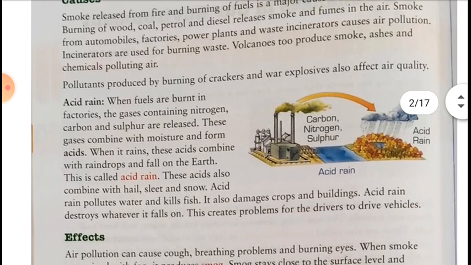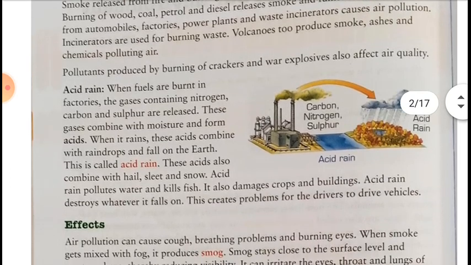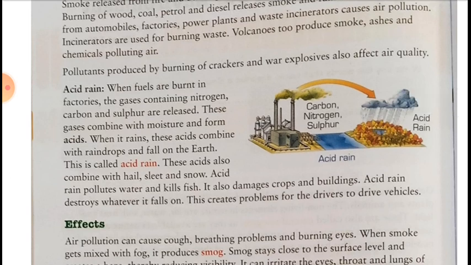In this context, acid rain is also a cause of air pollution. So what is acid rain? When fuels are burnt in factories, gases containing nitrogen, carbon and sulfur are released. These gases combine with moisture and form acids.